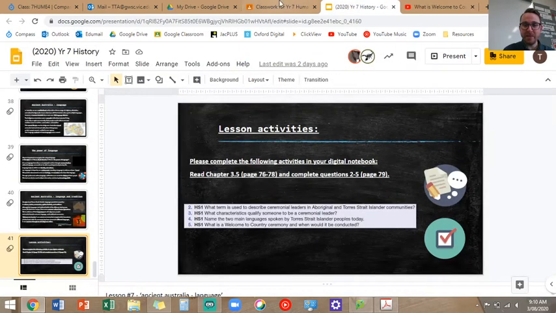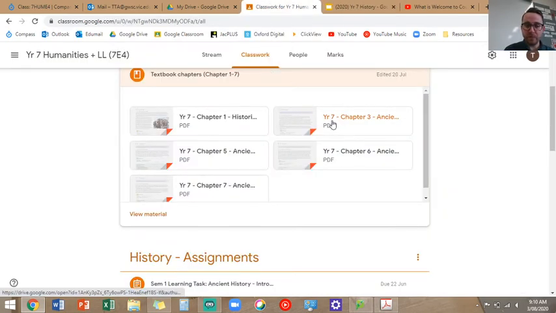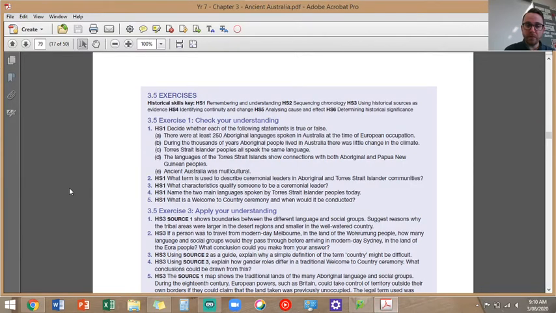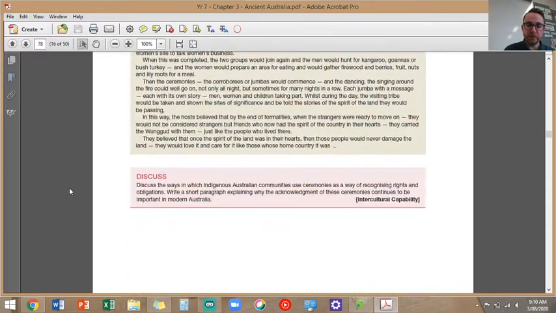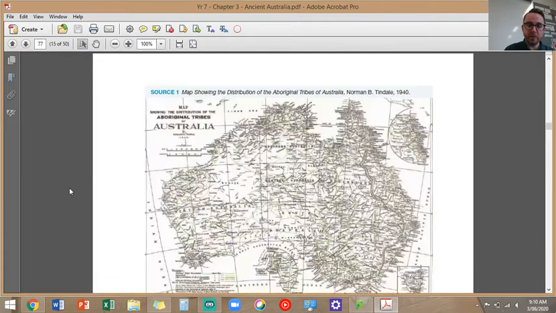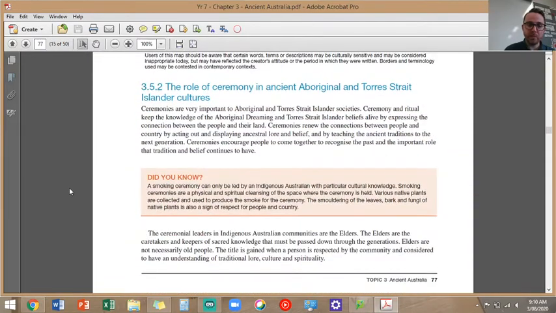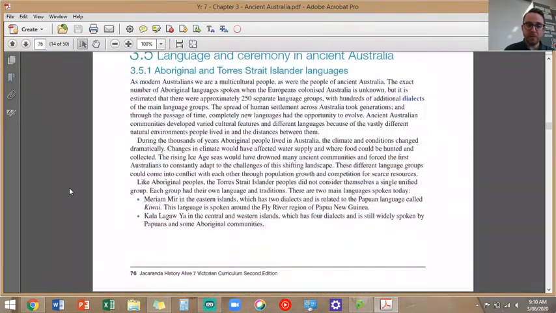So that's all you're doing today, guys. Chapter 3 is in Compass Resources. It's also there in Google Classroom. There are the questions in 3.5. Just scrolling up through the chapter now. Some information about Welcome to Country, another map with other maps, and some information about language.